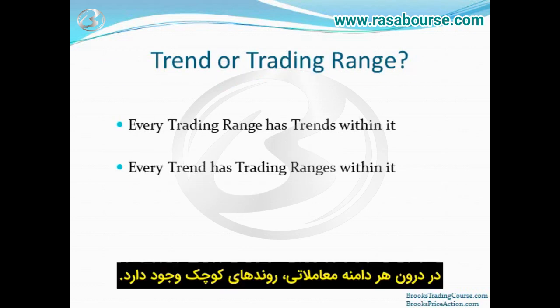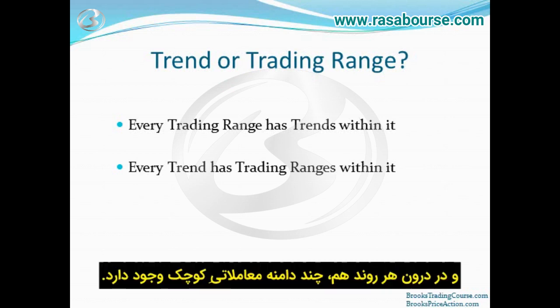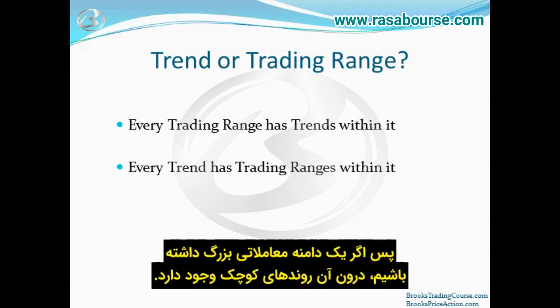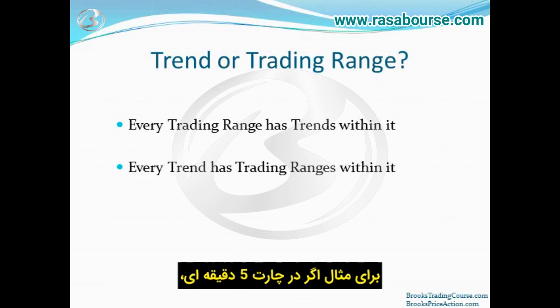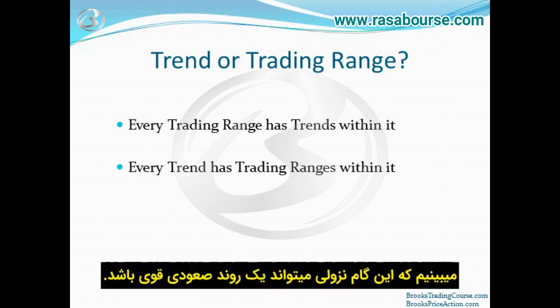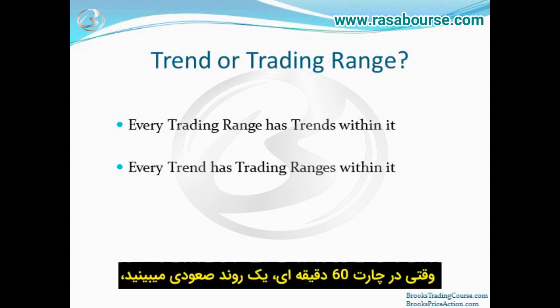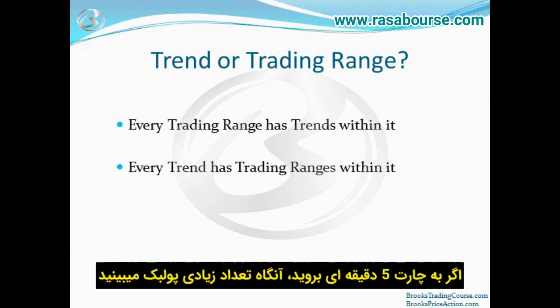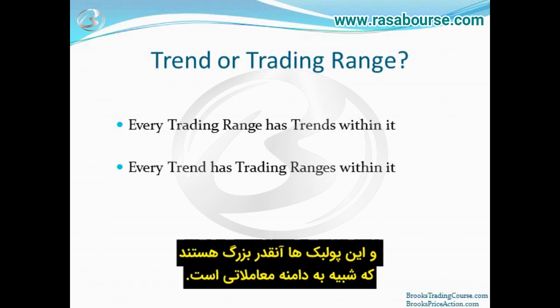Within every trading range, there are small trends. Within every trend, there are small trading ranges. So if you have a big trading range, there are small trends within it. Let's say you're on a 5-minute chart and you're seeing a down leg. If you flip to a 1 or a 2-minute chart, that down leg could be a very strong bull trend. If you're looking at a very strong bull trend on the 60-minute chart and you flip to the 5-minute chart, you'll see that there are lots of pullbacks that are so big that they're basically trading ranges.